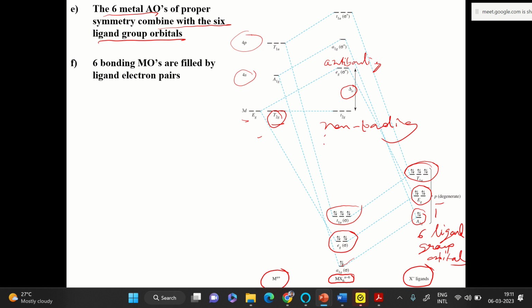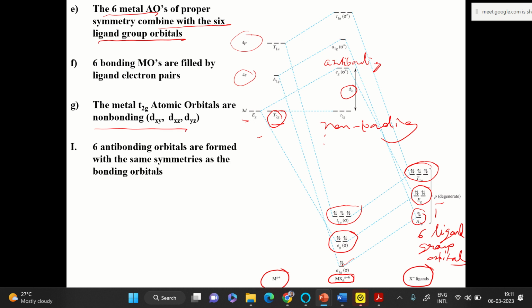Now 6 bonding metal orbitals are filled by the ligand group. So if you have electron pairs on the ligands, all of them are donated to these sigma bonding orbitals that you are seeing. They occupy these orbitals. Then the metal T2g orbitals are non-bonding, as we just discussed. There is no counterpart of right symmetry in the ligand group orbital set.